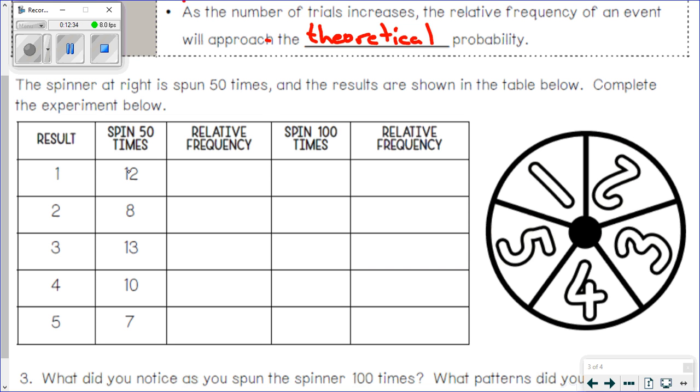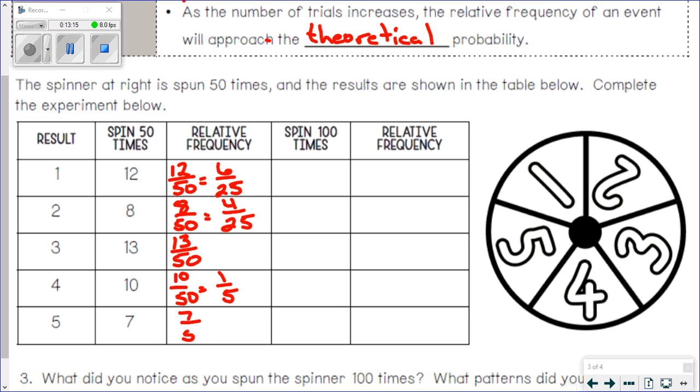Okay, so for the 50 times, saying it landed on number 1 12 times out of 50. So the relative frequency would be 12 50ths, and we can simplify that to 6 25ths. This would be 8 50ths, which we can simplify to 4 25ths. And this would be 13 50ths, which you can't simplify. This would be 10 50ths, which is 1/5. And this would be 7 50ths.